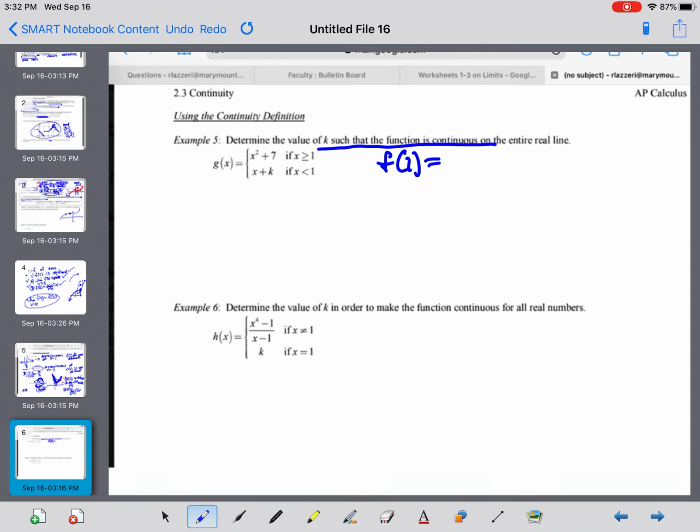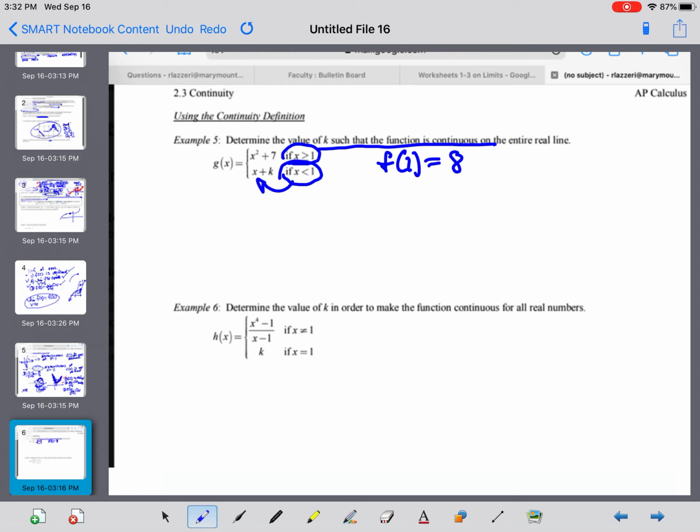Determine the value of k so that the function is continuous. You would expect to see this on a test. It really tests to see if you know continuity. They ask this often on the AP exam. All right, f of 1 is 8. Where x is equal to 1, I filled that in and I got 8.